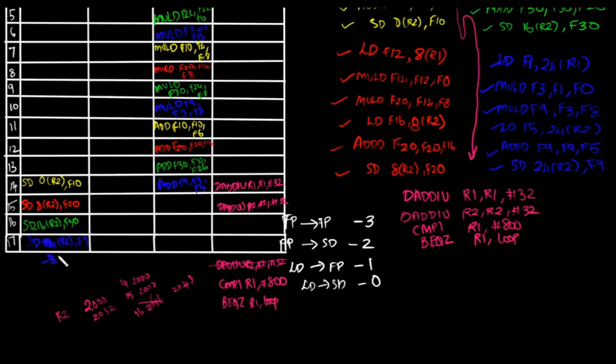Now we can accommodate the DADDIU here, and we are not wasting any slots for it. Now we can pull these compare and branch instructions into these slots, which results in this schedule: CMPI R1 comma 800 and branch equals 0, R1 comma loop. So now we have reduced from 20 clock cycles to 17 clock cycles, which is far better. So this is the solution for the VLIW problem.